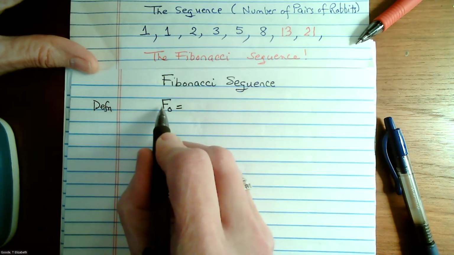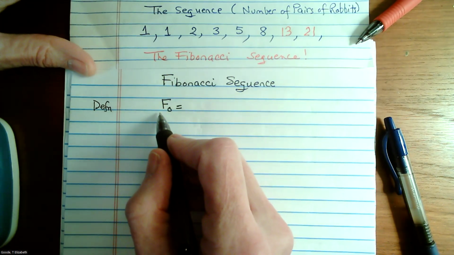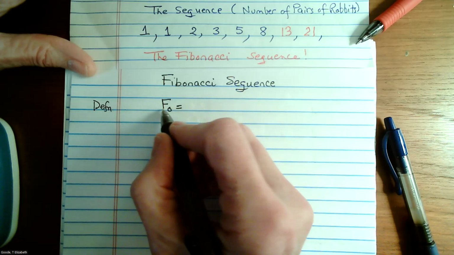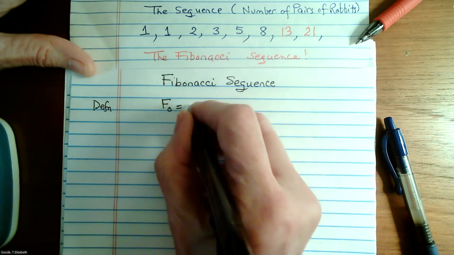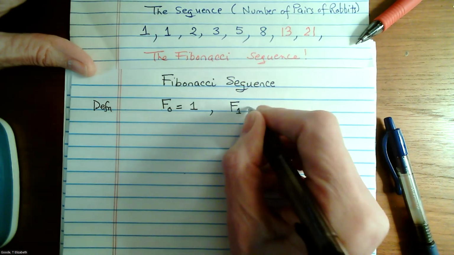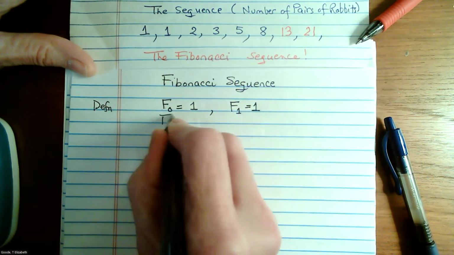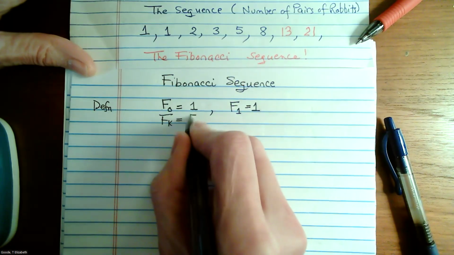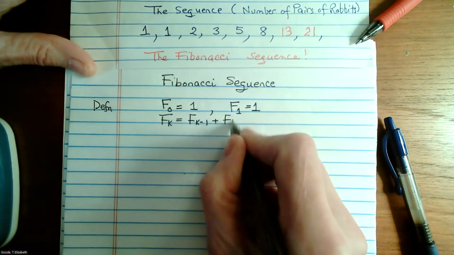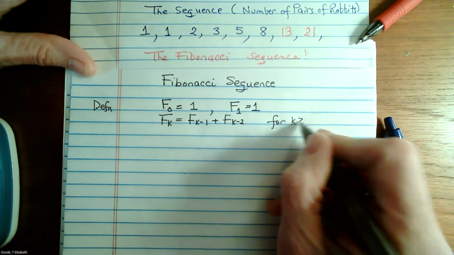So, by the way, the letter we use is F for obvious reasons. We usually even capitalize it. Now, some authors don't bother to capitalize it. Sometimes you'll see a lowercase f, but F naught is 1. F1 is 1, so we're indexing with the month. And then F sub k is equal to F sub k minus 1 plus F sub k minus 2 for k greater than or equal to 2.